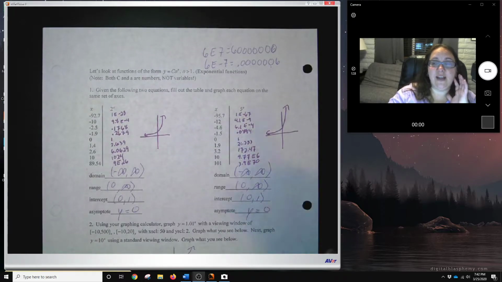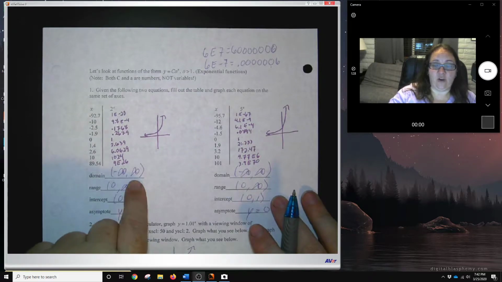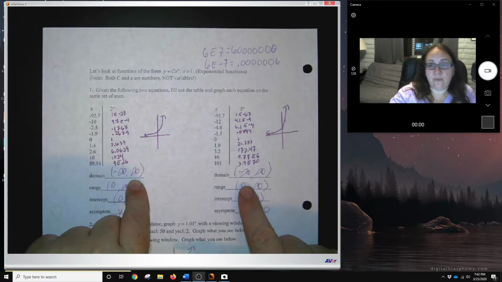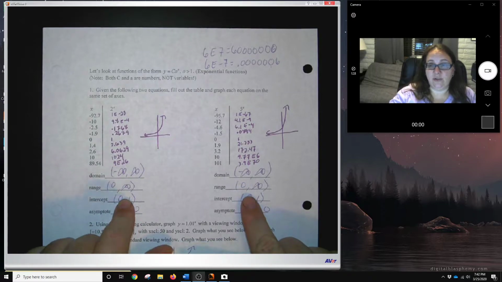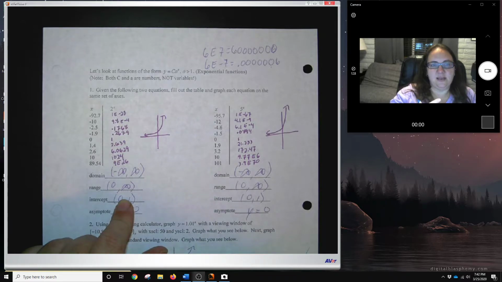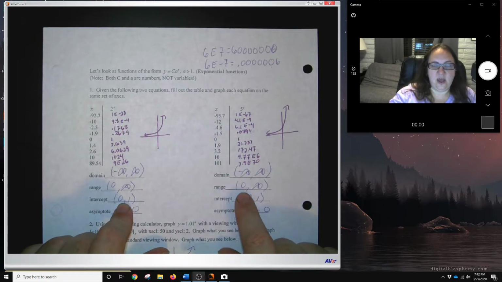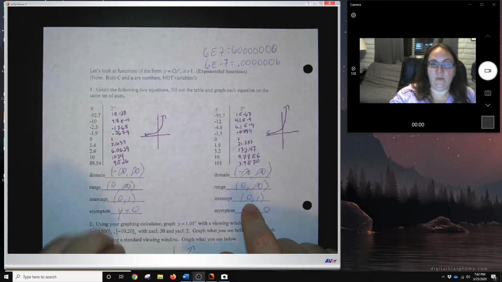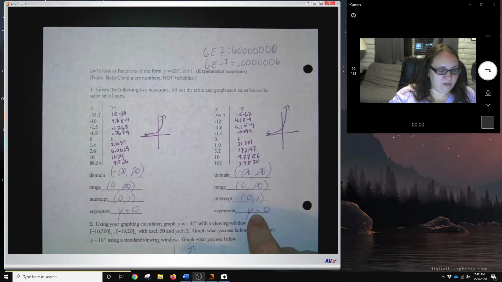But for every exponential function, we have a domain of all real numbers, a range of 0 to infinity. So exponentials will only ever give you positives because if we have a positive base to any power, my answer is always going to be positive. They all have an intercept at 0, 1 because any number to the 0 power is 1. And then we have an asymptote at y equals 0.